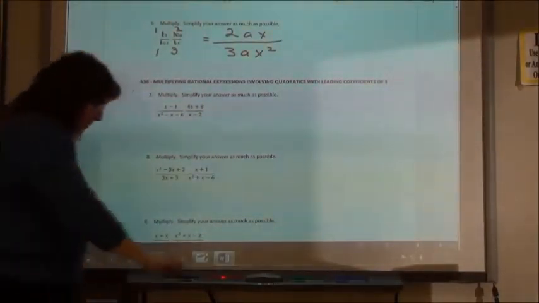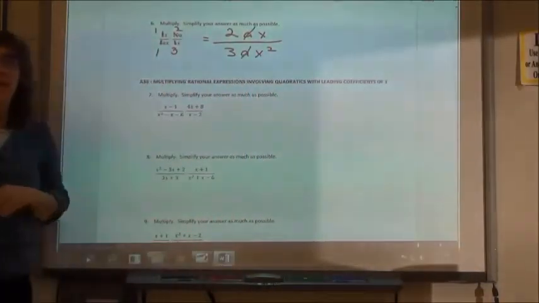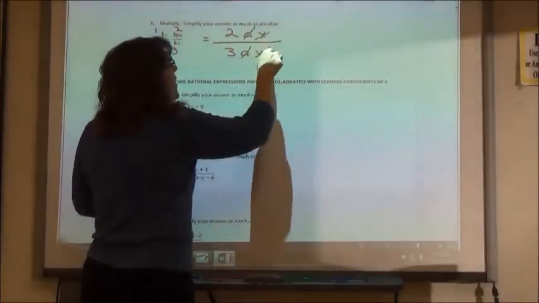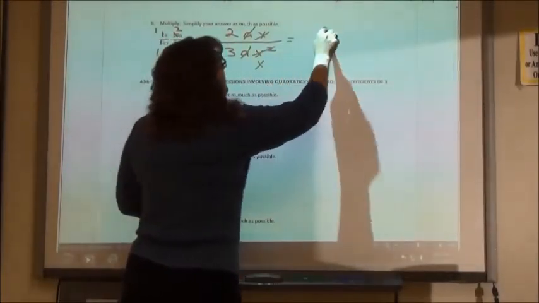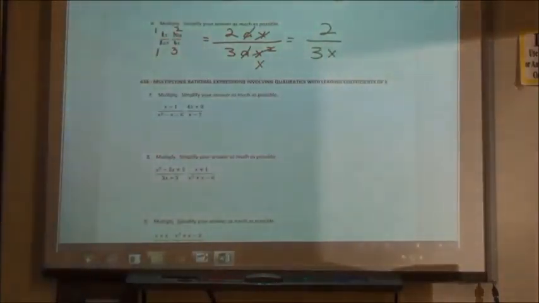Canceling. Well, I'm going to cancel out my a's altogether because there's one on the top and one on the bottom, so the a's will be gone. I'm going to take out one of my x's, and so I have an extra one down on the bottom. So 2 over 3x should be my answer. We get that? All right, good.